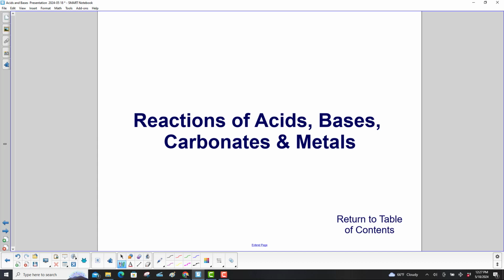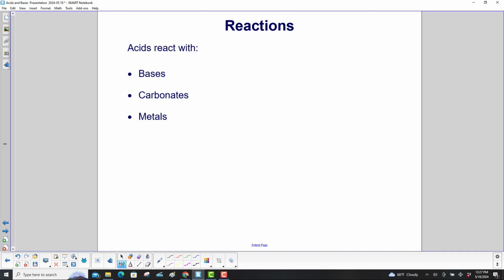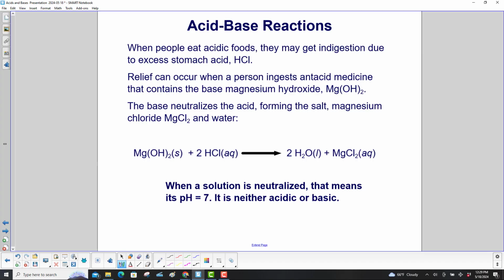Reactions of acids, bases, carbonates, and metals. Acids react with bases, carbonates, and metals. When people eat acidic foods, they may get indigestion due to excess stomach acid, HCl. Relief can occur when a person ingests antacid medicine that contains the base magnesium hydroxide.